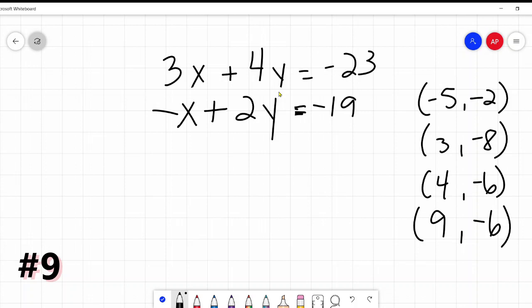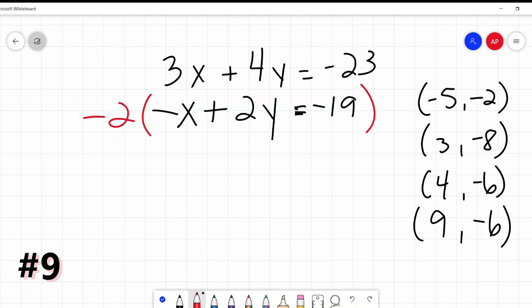So to eliminate the y, I see I have positive 4y and then positive 2y. They need to cancel out so they can be eliminated. To make 2y into something that will cancel 4y, I'm going to make it a negative 4. To do that, I need to multiply this whole thing by negative 2.